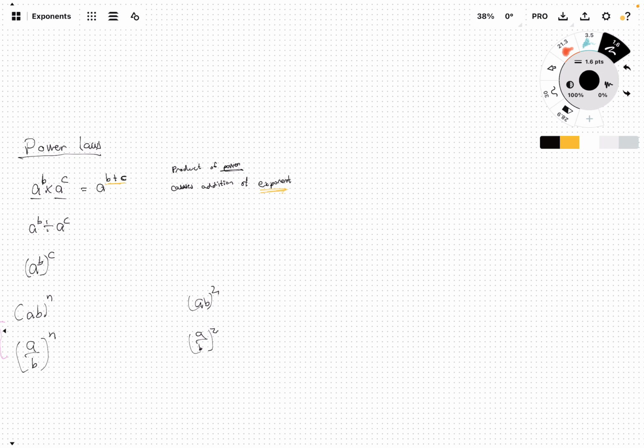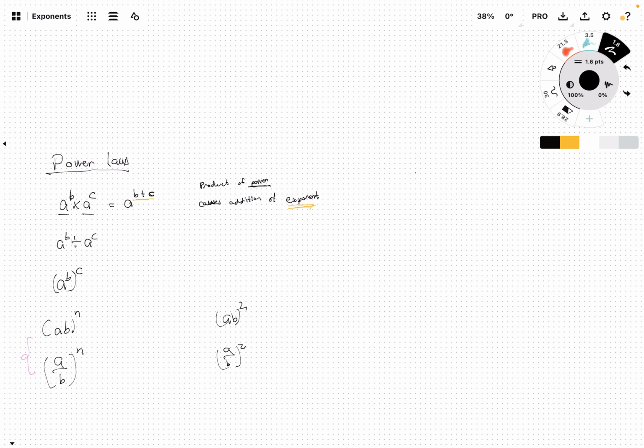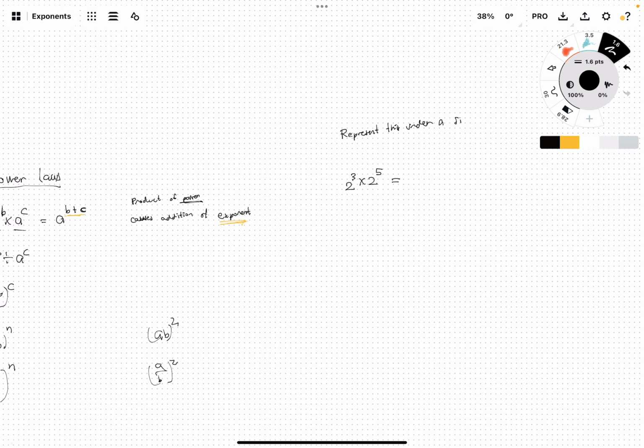Well, you can use this to simplify a lot of products of things into a single power. So for instance, if I have 2 cubed times 2 to the 5, and then I ask you, represent this under a single base. You'd notice you probably want to represent it under the base of 2, because the base is 2 here. What happens? The multiplication here becomes an addition inside the power. It's 2 to the 8.